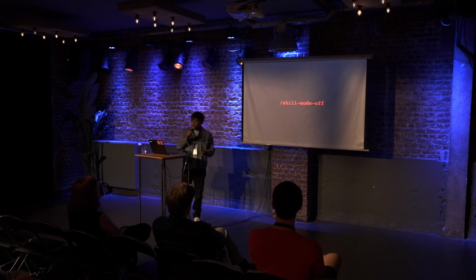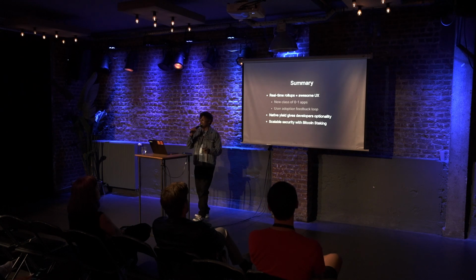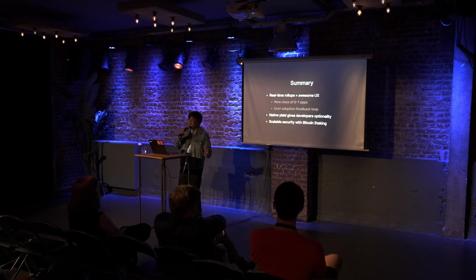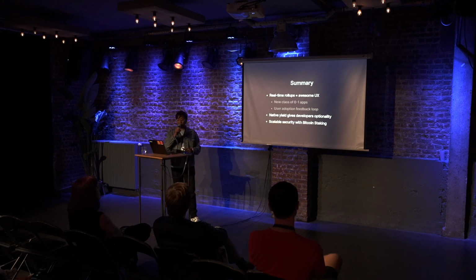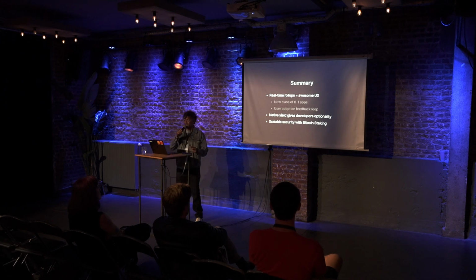So that's the show mode off. I think I went a little fast, but in summary, with real-time rollups, you can have awesome UX. You can have whole new classes of apps. You can have this really fast user adoption loop. You can have users come in and add more TVL and bring in more users. You have this native yield that flows into your apps, and you can have scalable security with Bitcoin staking.